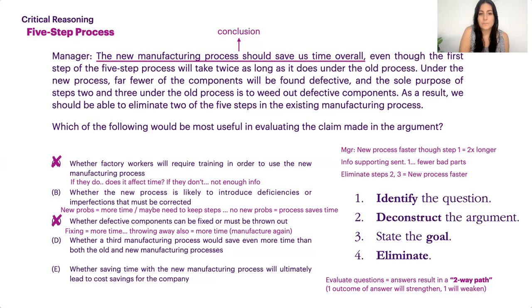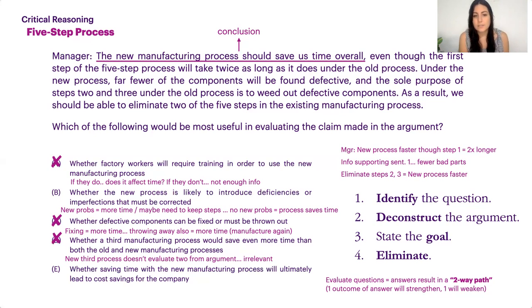D, whether a third manufacturing process would save even more time than both the old and new manufacturing processes. So this isn't relevant to what we're trying to figure out. We're just trying to evaluate, is this new process faster than the previous one? So adding a new third process is irrelevant to our main goal. So we're going to eliminate D.